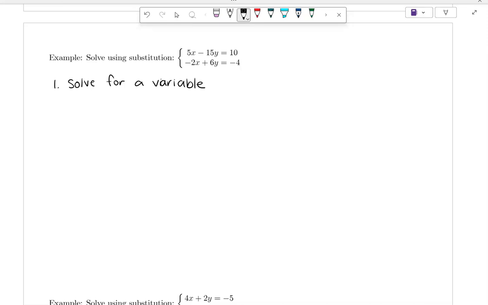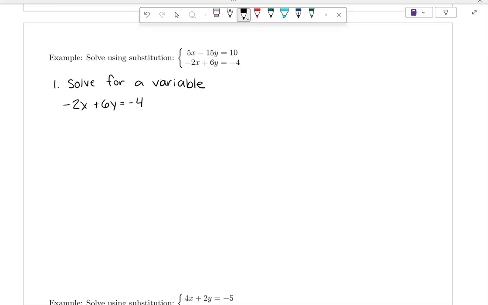Now, in this one, none of our variables have no coefficient or 1 as their coefficient. So we're going to end up having to divide. Is there a specific one you guys want to solve for? 6y. All right, we'll solve for y here. So we're going to do negative 2x plus 6y equals negative 4.